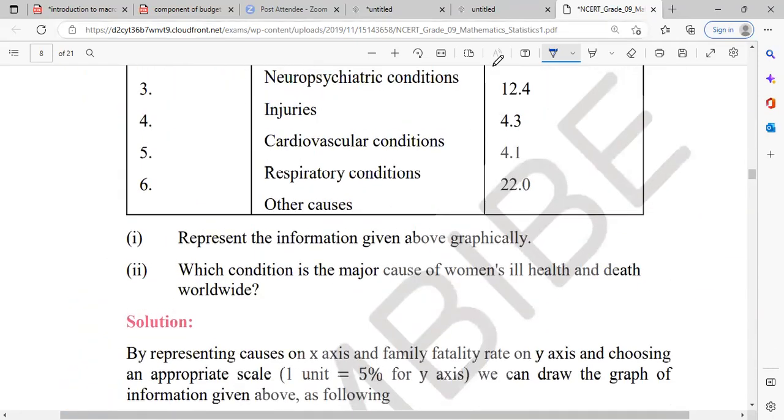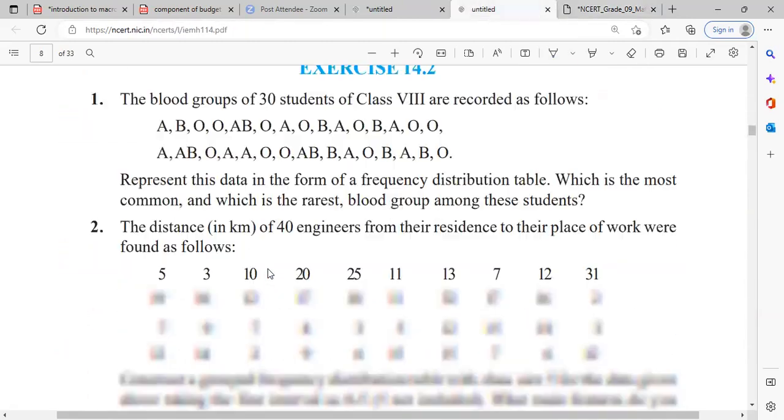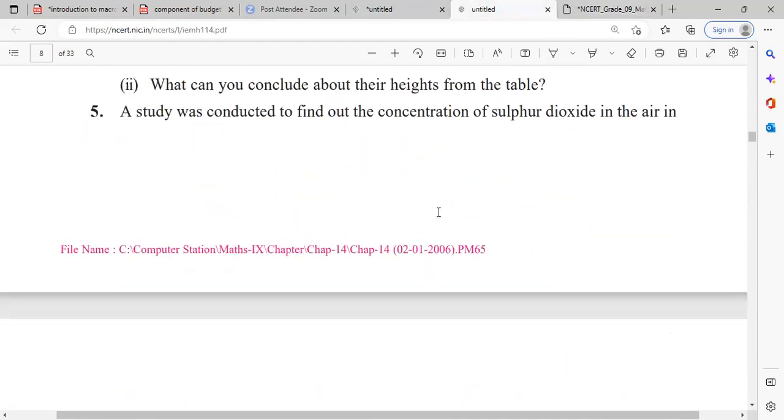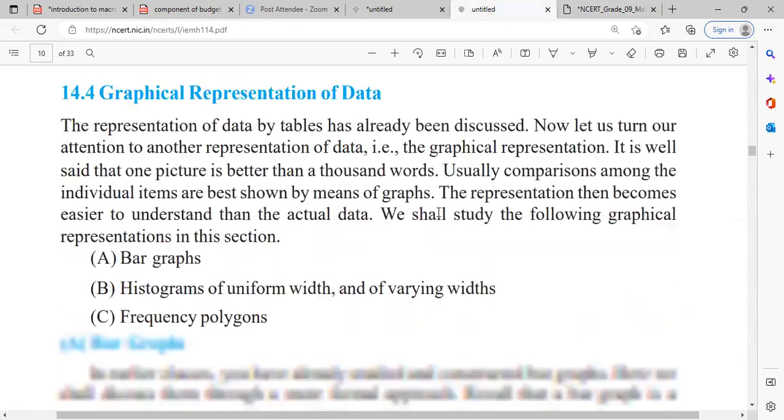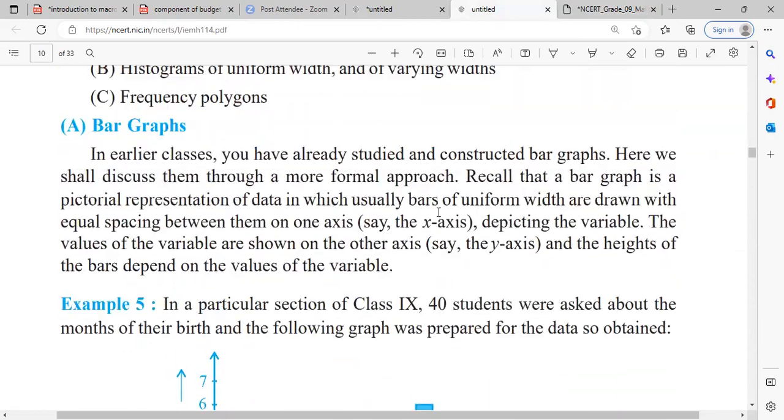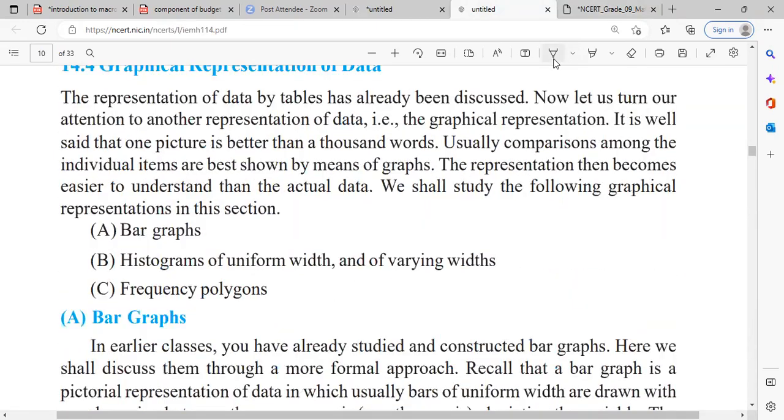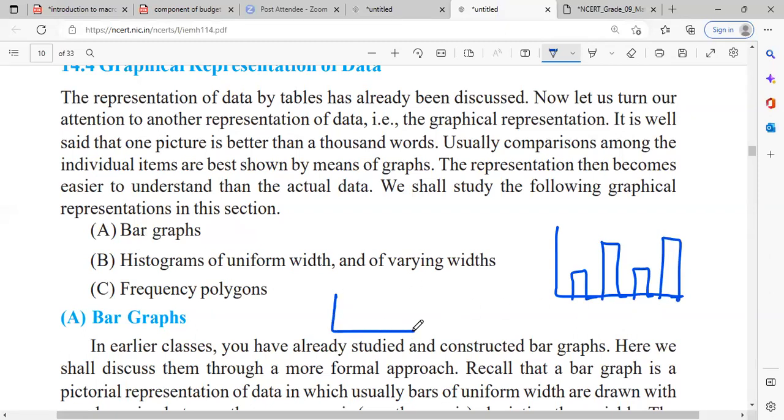Now we will be understanding the graph. I hope you know how to make a table, right? Yes, ma'am. Now we'll be understanding the next one, which is the graph. First of all, we will be understanding the bar graph. Bar graphs are basically, for example, this is the graph and these are the bars. Clear? Coming to histogram, histogram is like this.